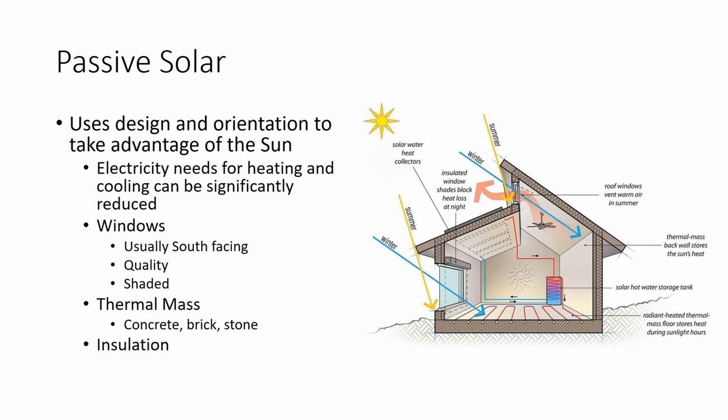Also, we make use of a thermal mass. So you have usually masonry in the back of the house, so that north side of the house, to kind of absorb the heat. So concrete, brick, stone will actually absorb the heat in the winter when that sun comes through the window, whereas in the summer it's actually cool because it's not getting hit by the sun, and so it's cooling and radiating into the house. Also, obviously, insulation is very important to reduce your heating and cooling costs.